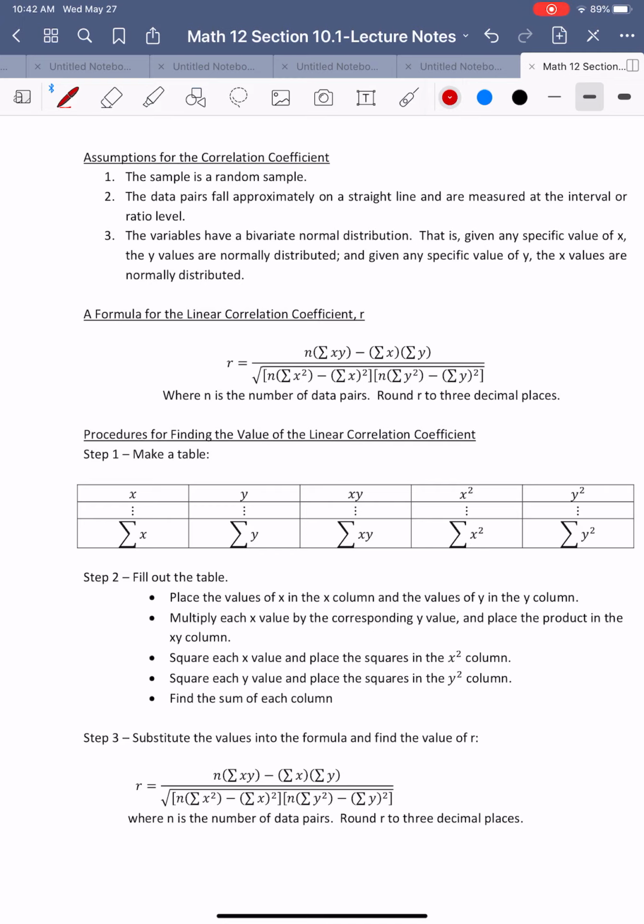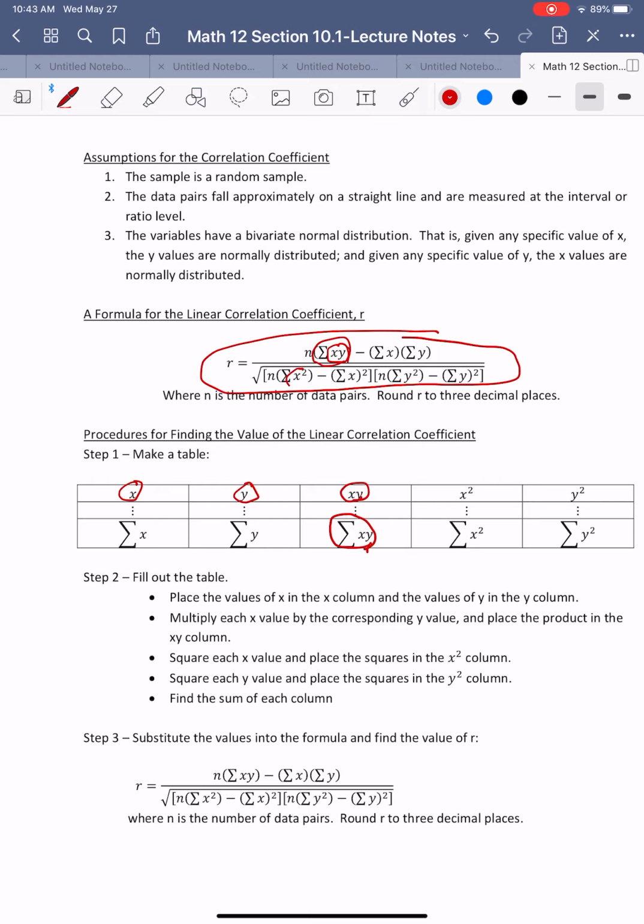So we have a formula right here. This is the formula we're going to use for finding r. There's a lot of work to do, okay? So, the procedure for finding the value of the linear correlation coefficient. In the formula, we need the values of x and y as ordered pairs. And then there's a place where we need to multiply. We're going to multiply, but eventually we get the sum. So we need to get a total sum of the products.